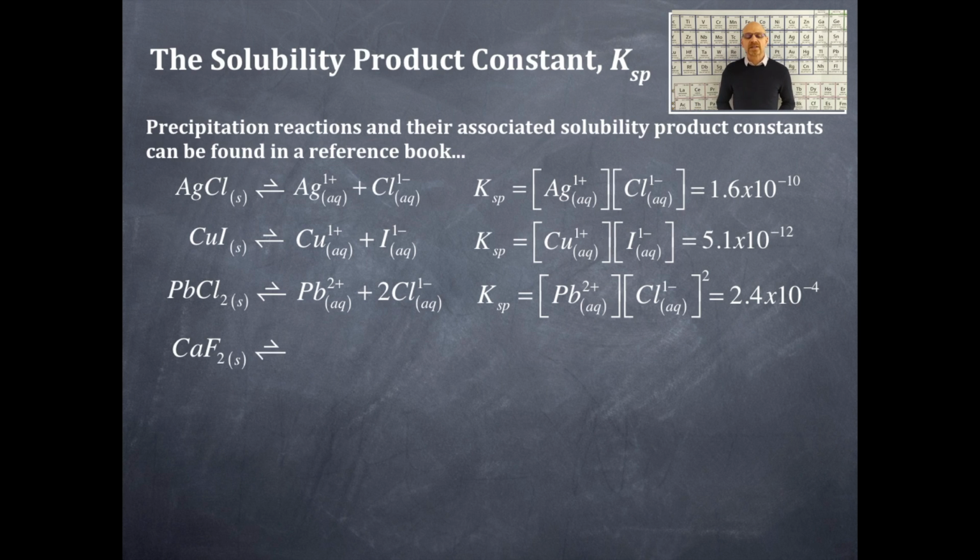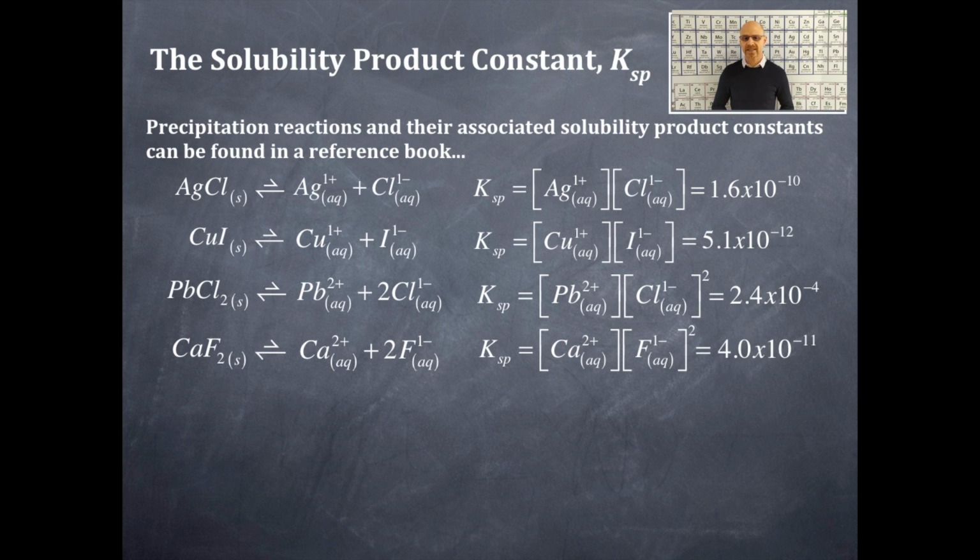Here's another one. Calcium fluoride is an insoluble precipitate as well. It forms calcium 2 plus ions and 2 fluoride ions. I have the KSP expression for this: products over reactants, stoichiometric coefficients as exponents, and solids are not included. The calcium ion times the fluoride ion to the power of 2, that is squared. And that is 4.0 times 10 to the negative 11.